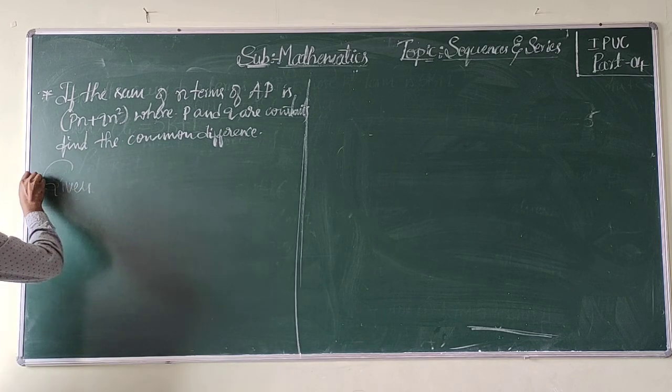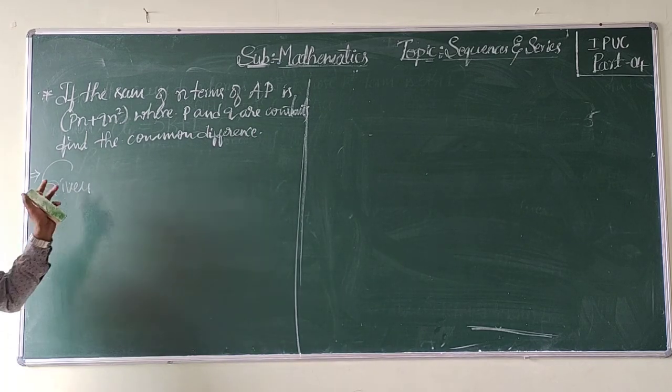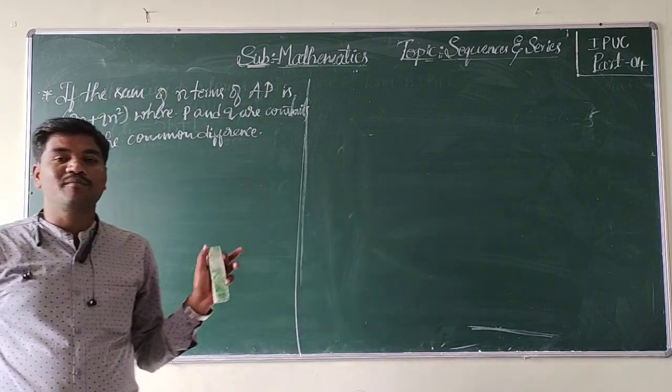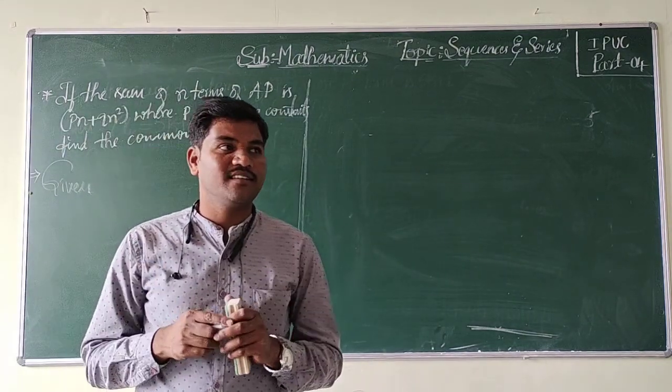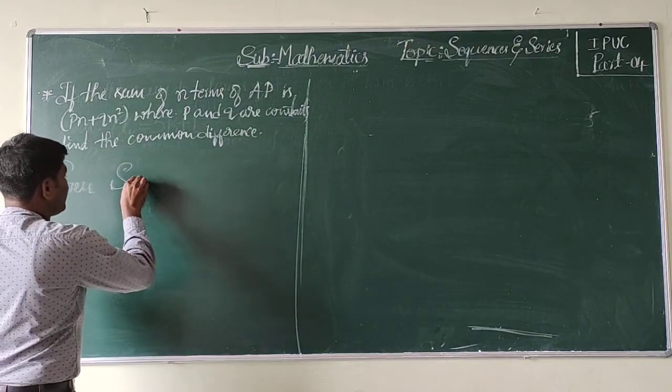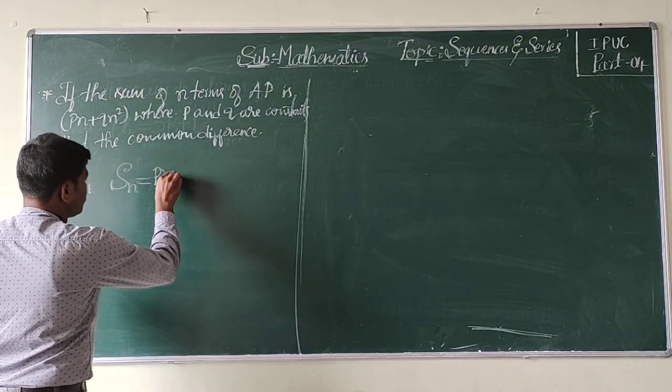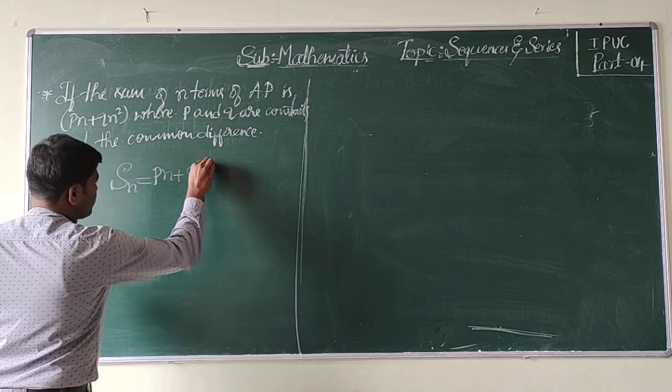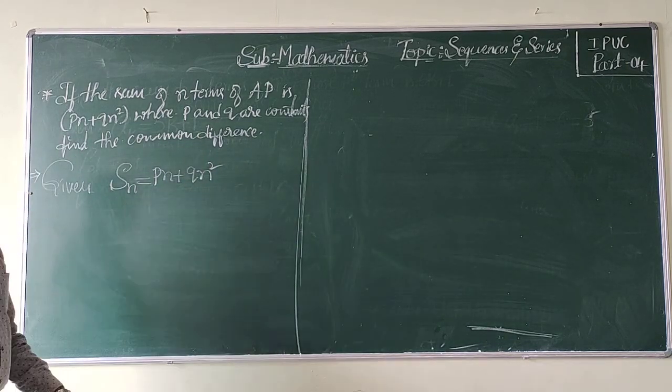To find the common difference, we need to consider the given terms, that is the sum. Now here it is given, solution: the sum of n terms of AP is given. Sum of n terms means Sn. Sn is Pn plus Qn square.